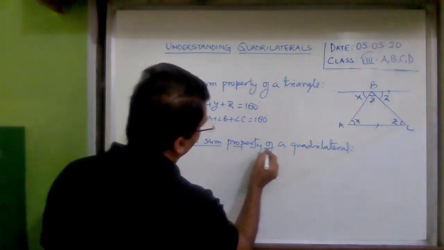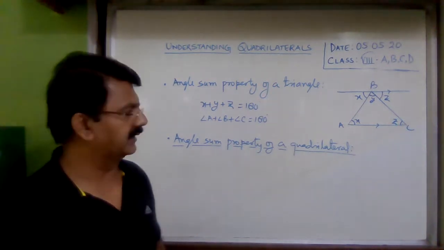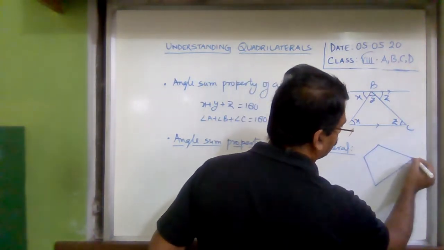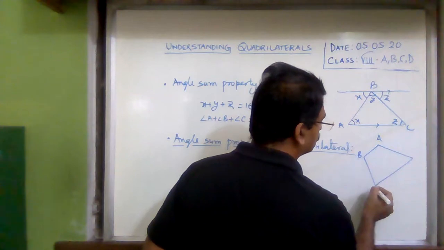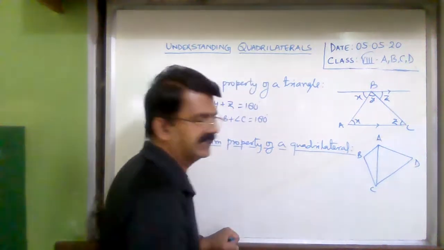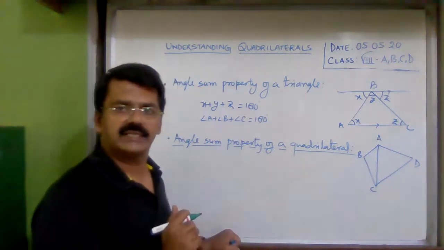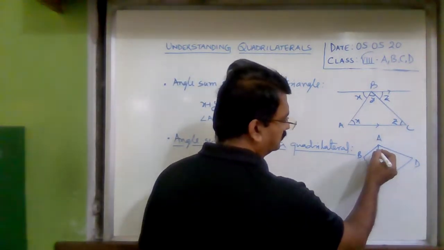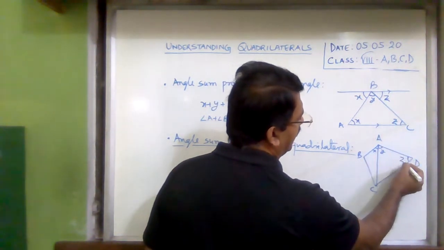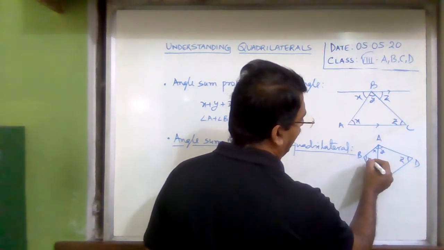Now, angle sum property of a quadrilateral. Suppose there is a quadrilateral like this, ABCD. Now, if we draw one of the diagonals, say AC, we have drawn the diagonal AC. Now, you can see that the quadrilateral is divided into 2 triangles. Now, suppose this angle is X, this is Y, this is Z, this is P, this is M, and this is N.